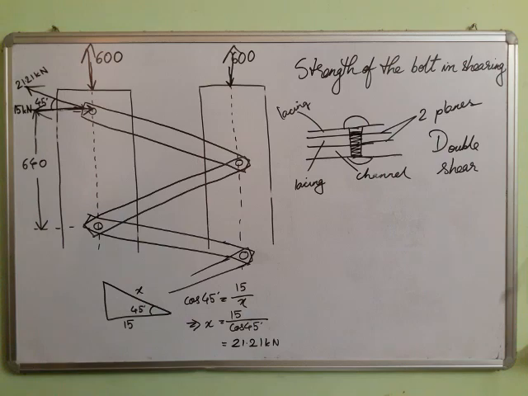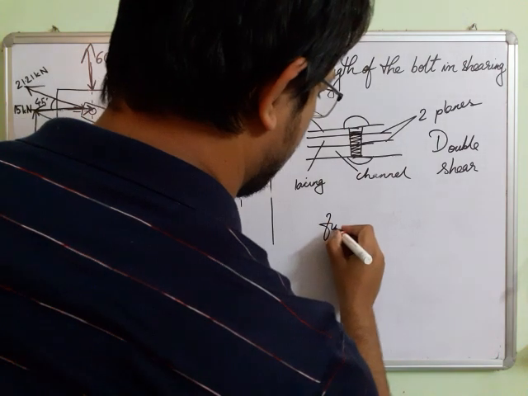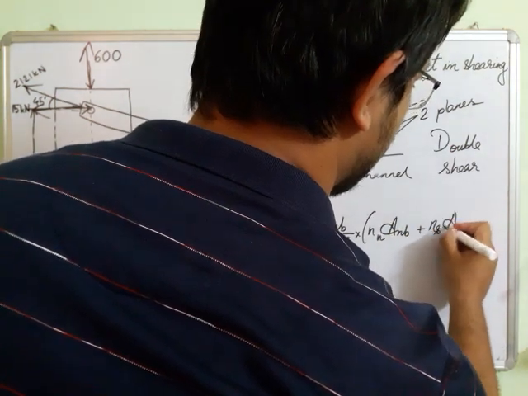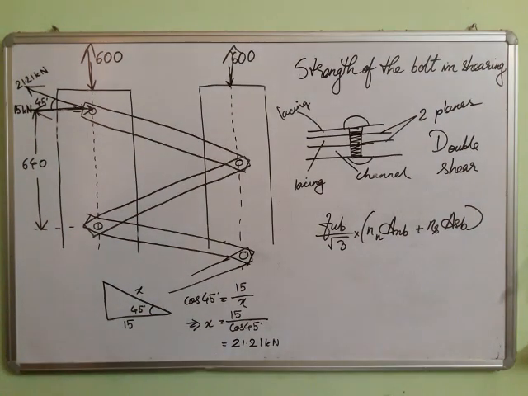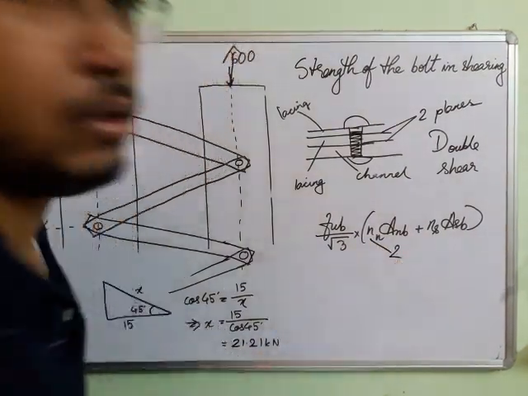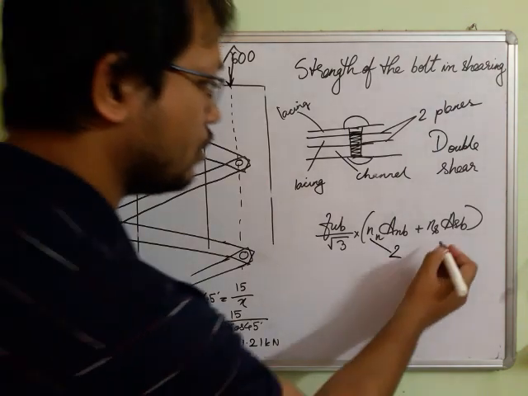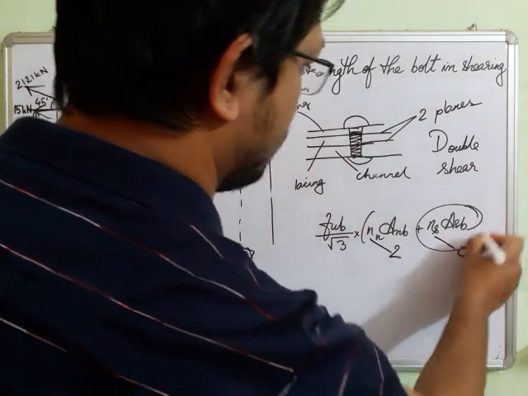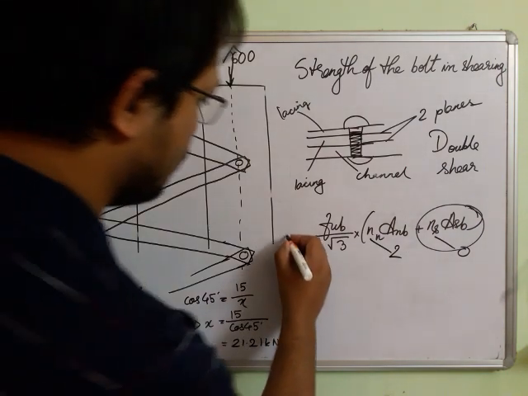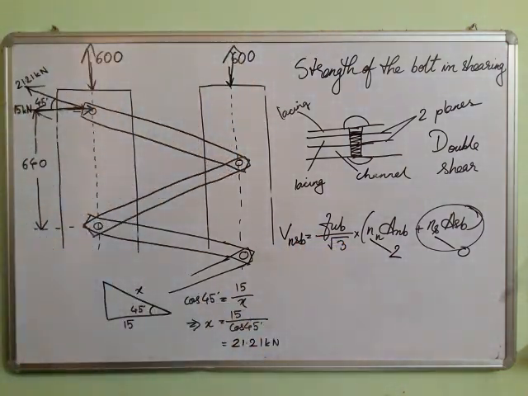So what was the formula? nn Anb plus ns Asb. This was the formula, and nn and ns are the number of shear failure planes passing through the thread and the shank. So two planes are passing through the thread. How many planes are passing through the shank? Zero. So this becomes directly zero, we can ignore it. So this is actually Vnsb, the nominal value.